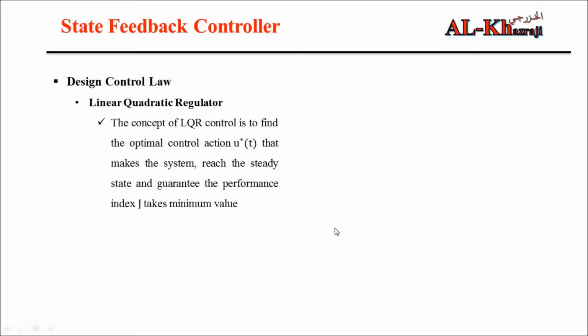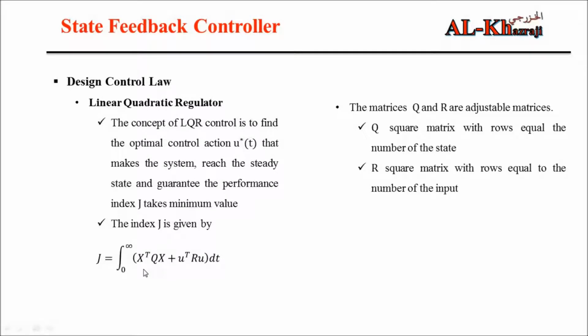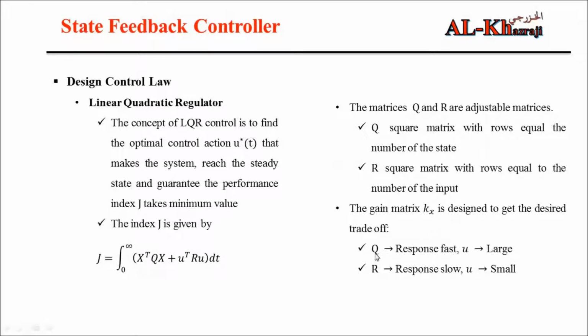And we will not go through the mathematical derivation of how to find this by minimizing the index J, because we will use Matlab. Just a command in Matlab and we will find the solution. But the basic idea is that the matrices Q and R are adjustable. Now, if we put more weight on the matrix Q, it means our response is more important than the control law. So we don't care about the control law, we just care about the response. Now, if we put more weight on R, it means we don't care too much about the response, but we care about U and we need it to be very small.